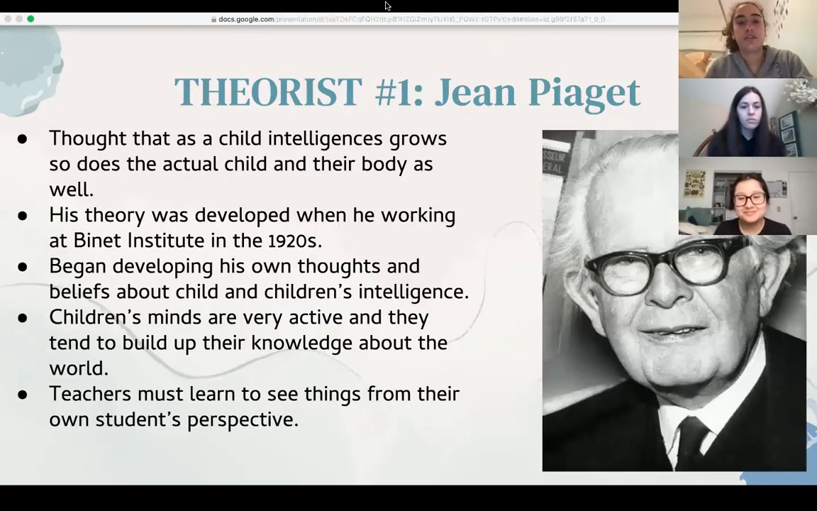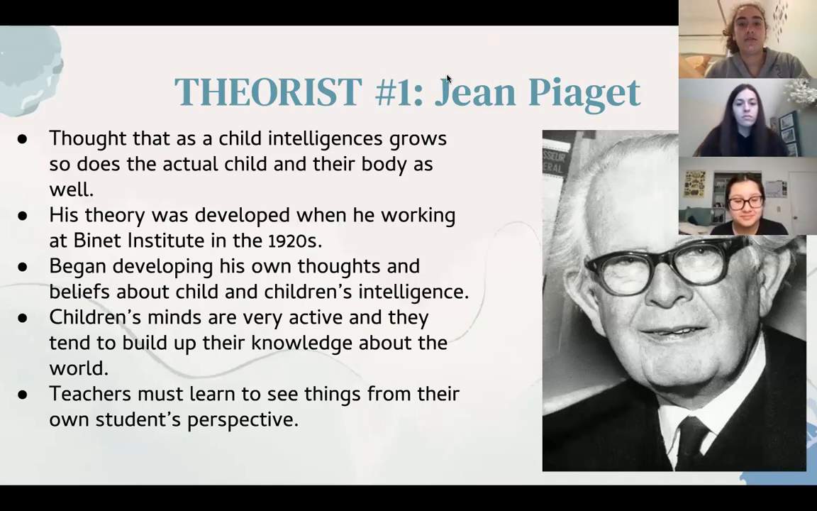So next, we were talking about the first theorist of cognitivism, which is Jean Piaget, and he thought that a child's intelligence grows as the child and their body grows. His theory was developed when he was working at the Binet institution in the 1920s. He began developing his own thoughts and beliefs about children and children's intelligence. He basically said that children's minds are very active and they tend to build up their knowledge about the world. He explained how teachers must learn to see things from their students' perspective.